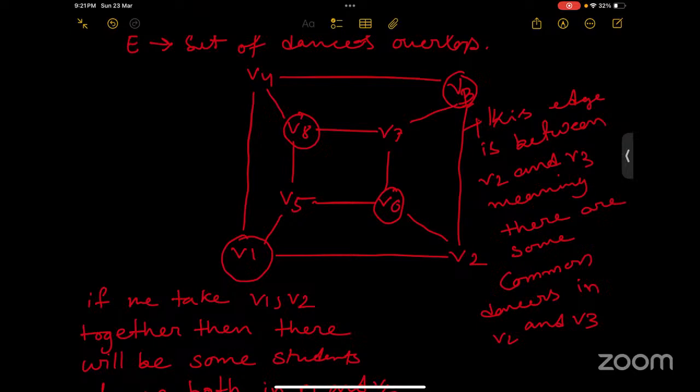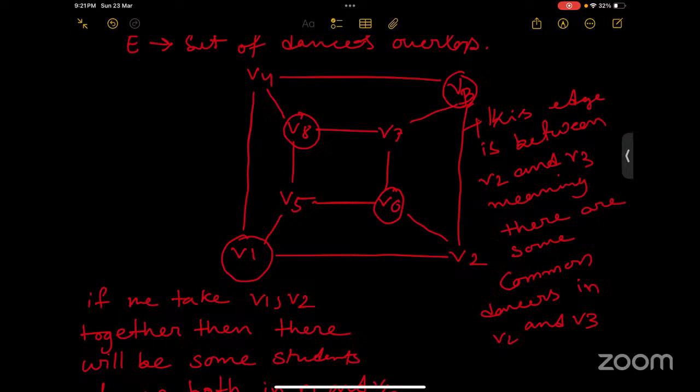This is the maximum, it should be 1, not the multiples. Maybe we can take V2, V5, V8, V4. We should not sum it up, only the maximum. So we have to compute the independent set also, right? A set which is the maximal independent set.